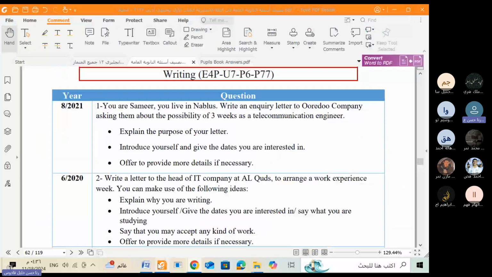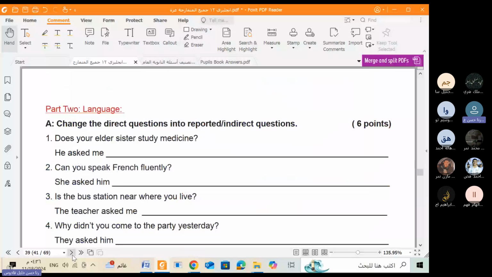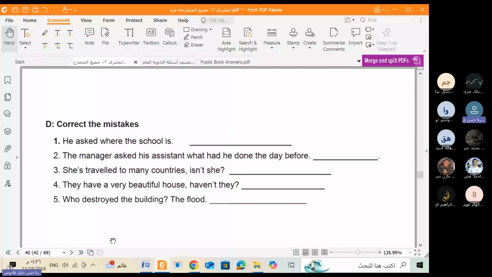To finish what is required from this unit, I will return back to our language. I need to focus on some correction of mistakes for some language pieces. They are here, page 40. This question: correct the mistakes. We have some mistakes here. Pay attention, we are talking about reported speech and question tags. There are some mistakes in these statements, and you are going to find them and correct.